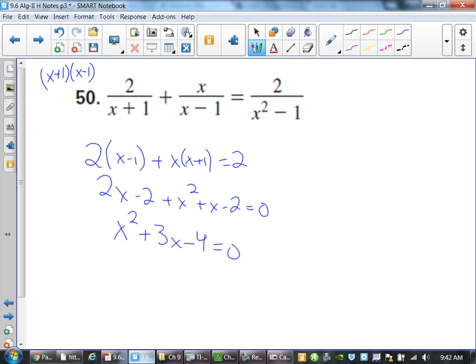What times what is negative 4 that you add together to get positive 3? Negative 1, positive 4.